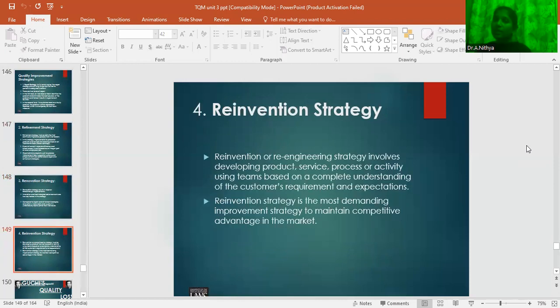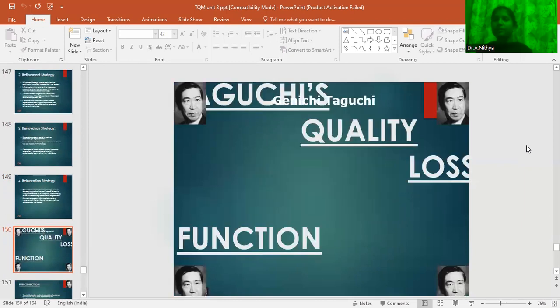And the last one is reinvention strategy. The reinvention strategy involves developing product, service, process, or activity using a team-based approach, based on a complete understanding of the customer's requirement and expectation.